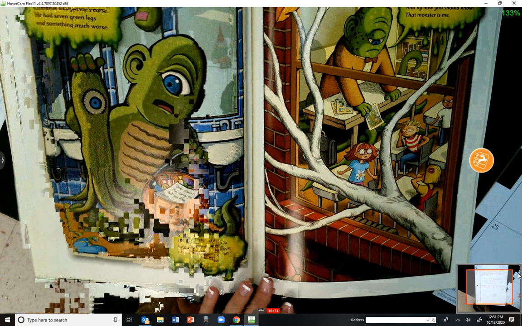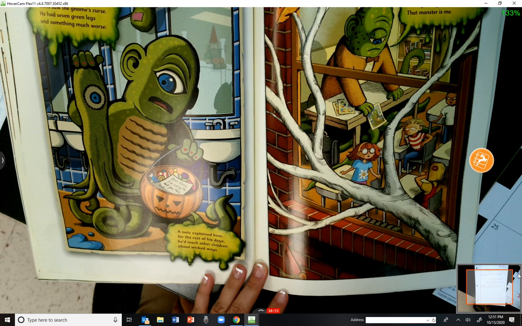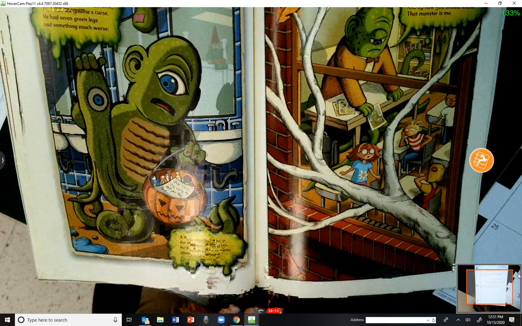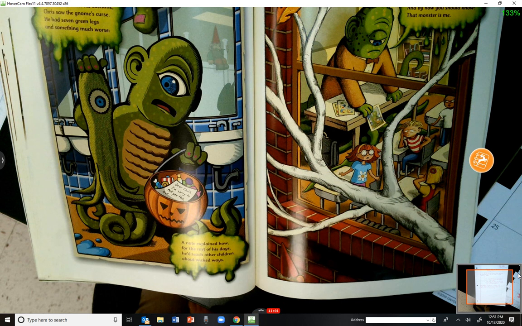When he took off his costume, Chris saw the gnome's curse. He had 7 green legs and something much worse. A note explained how for the rest of his days he'd teach other children about wicked ways.